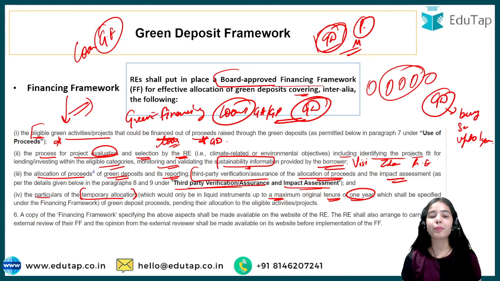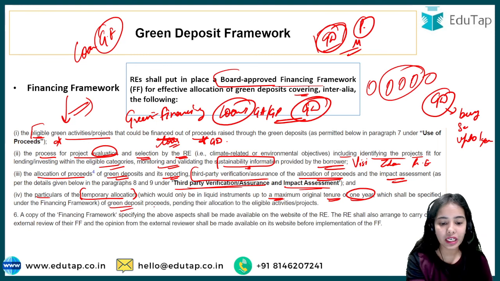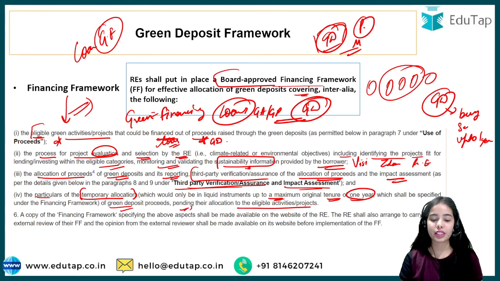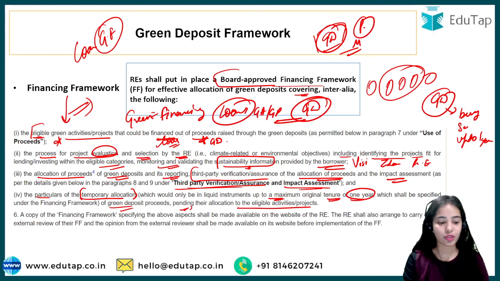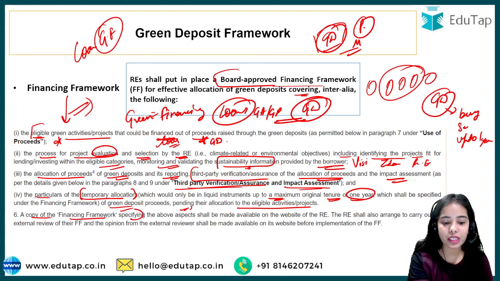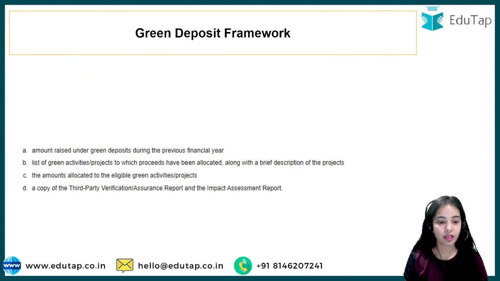So this is the temporary allocation that the banks and NBFCs can do if they are not finding any good project or they are in the process of selecting some project. For that time period, they can invest the money of the green deposits in some liquid instrument, pending their allocation to the eligible activities or projects, if the allocation is happening to a permanent project. Okay, the copy of the financing framework specifying the above aspects shall be made available on the website of the RE.